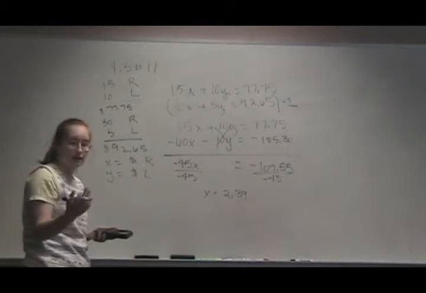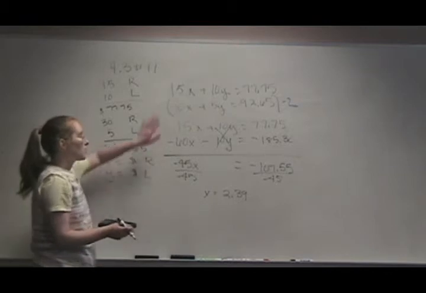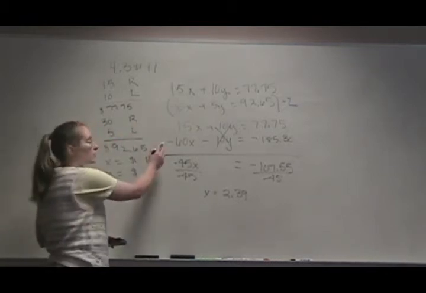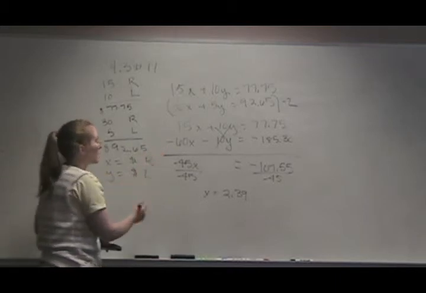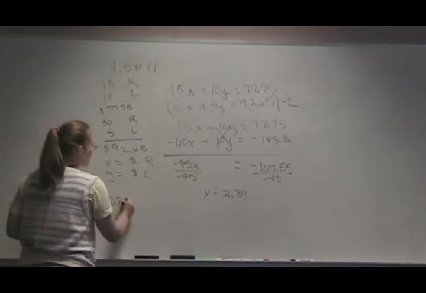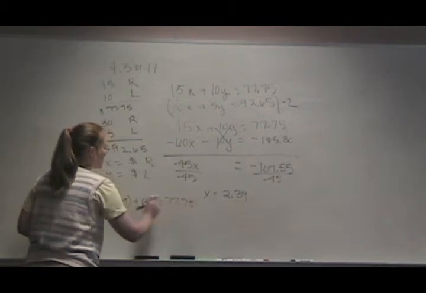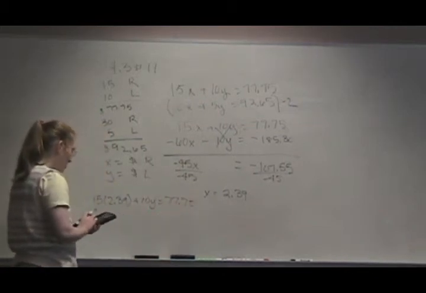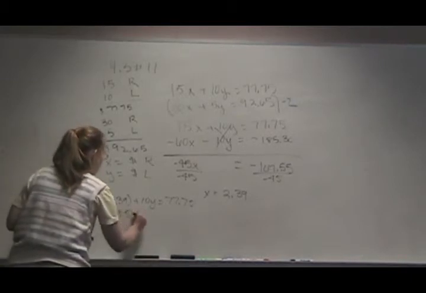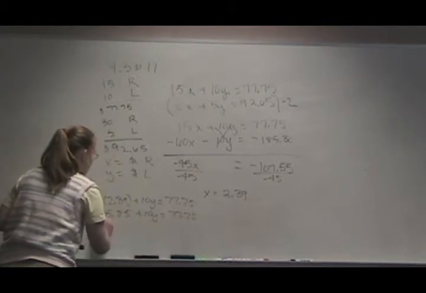Now, I need to go back and find the other one. Once you have one, remember you have to go back and find the other. So I'm going to go back to one of my original equations. It's always best to go back to your original equation rather than using the one you've modified. So I'm going to take the first one, 15 times 2.39, the x we just found, plus 10y, equals 77.75, and I want to solve for y. So 2.39 times 15 is 35.85, plus 10y equals 77.75. Now I need to move this, so I'm going to subtract.